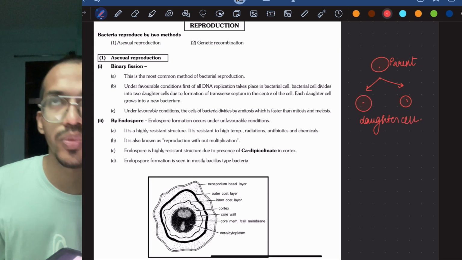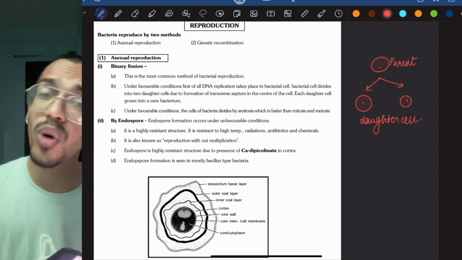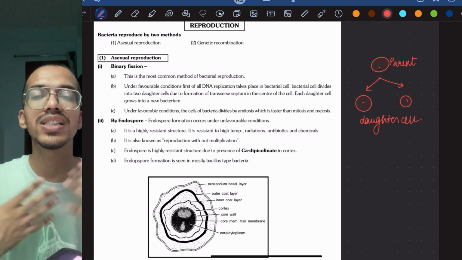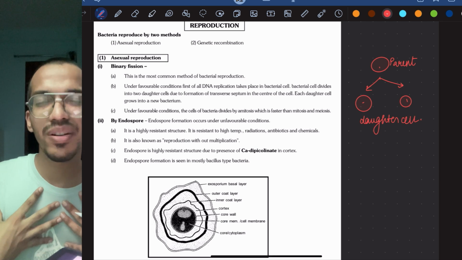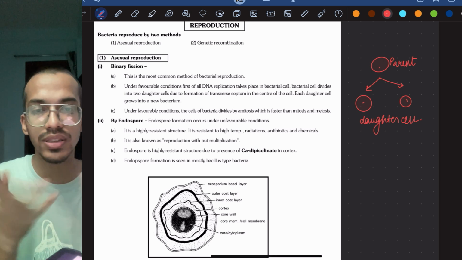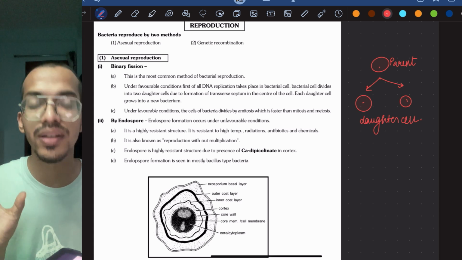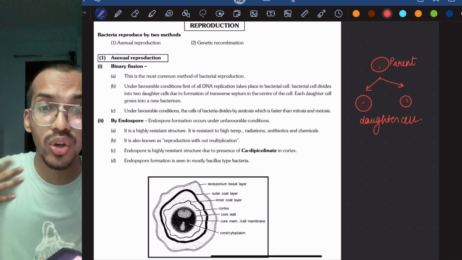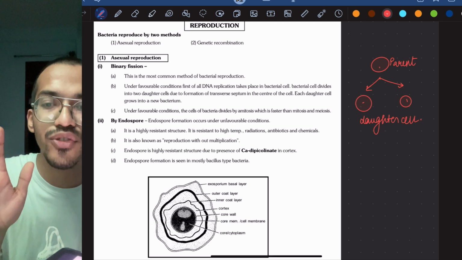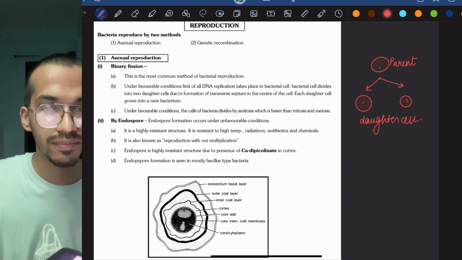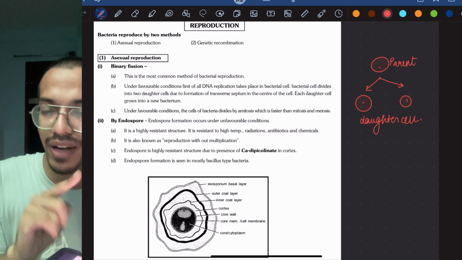What is an endospore? Endospore formation occurs during unfavorable conditions. What is an unfavorable condition? For example, if I am a bacterium, for me the favorable condition is that there should be oxygen, there should be water so that I can drink, there should be clothes so that if I feel cold I can wear them, and all those things. But imagine water is not there, then I will die. But bacteria have a certain mechanism to survive.